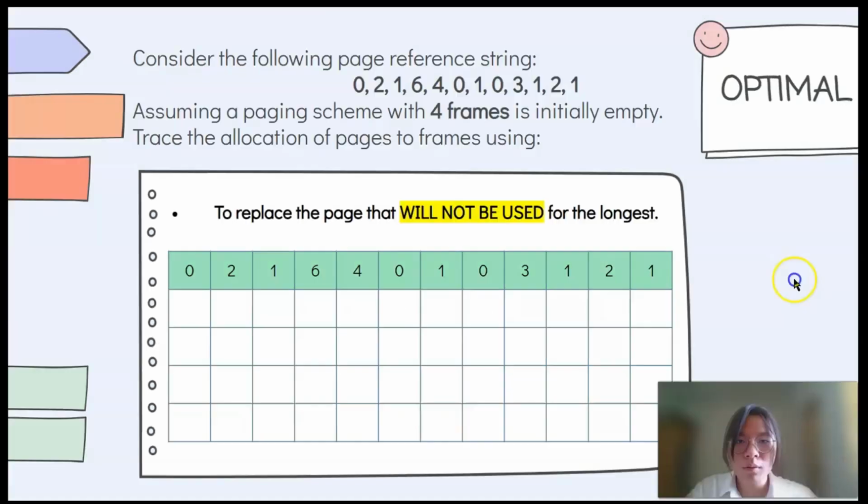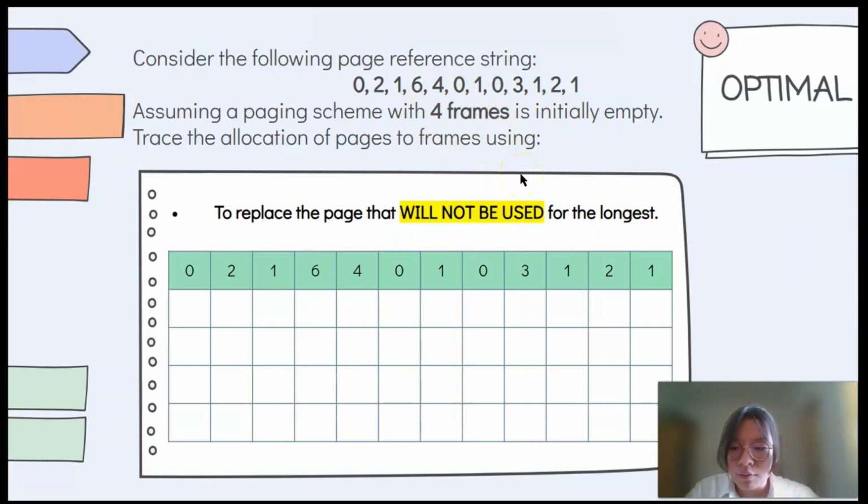Thank you. Hi, my name is Wang Kaixin. Now we are going to solve the question by using optimal. What is optimal? Optimal is to replace the page that will not be used for the longest. How do we do it? First, we draw a table which contains 4 frames.